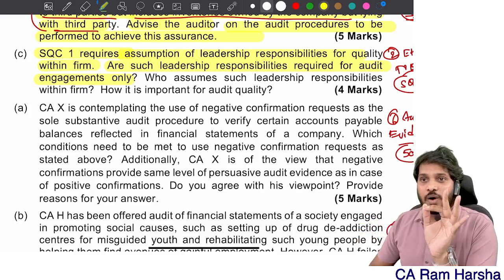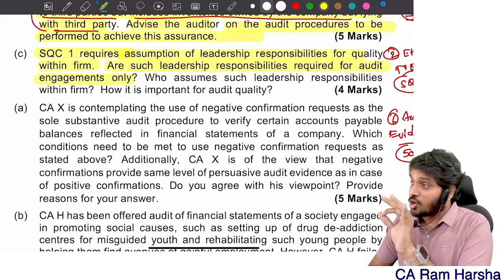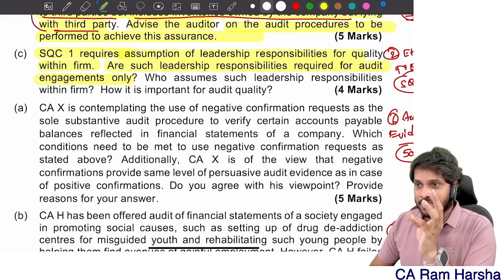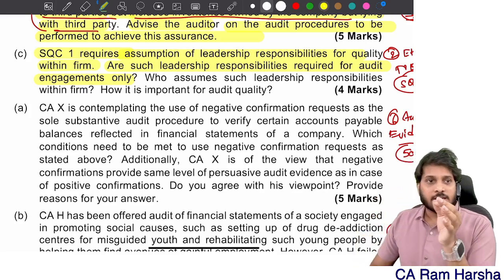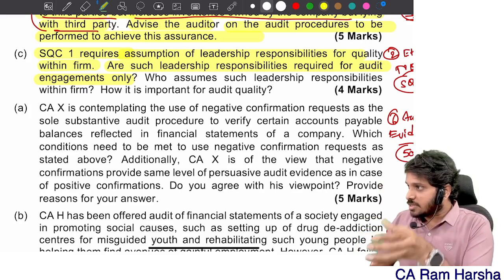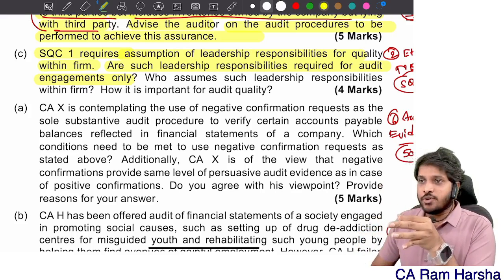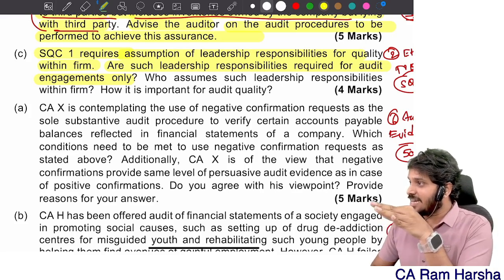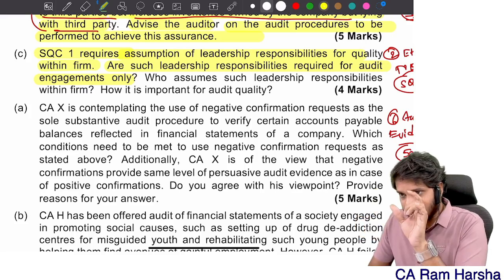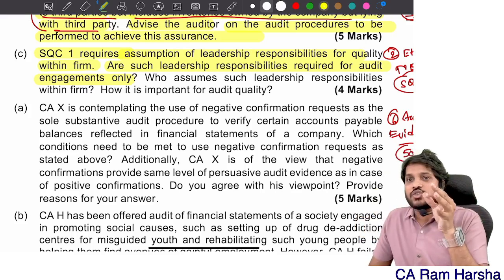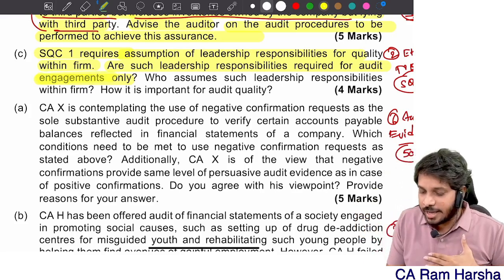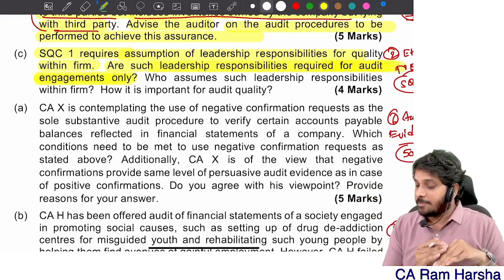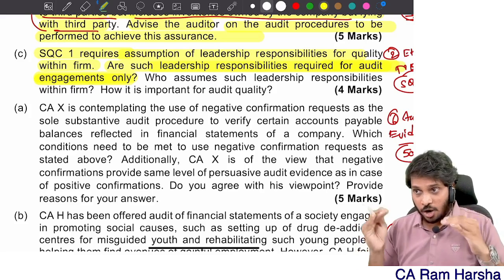The entire standard on quality control is applicable not just to audit but also to review, other assurance and related services. You see the SQC heading: Quality control for firms that perform audit, review of historical financial information and other assurance and related services engagements. This is the heading of the standard. The standard SQC is applicable for all types. Here they are saying what? Audit engagements only? No. Leadership responsibilities are applicable for all the engagements, audit, review, everything.